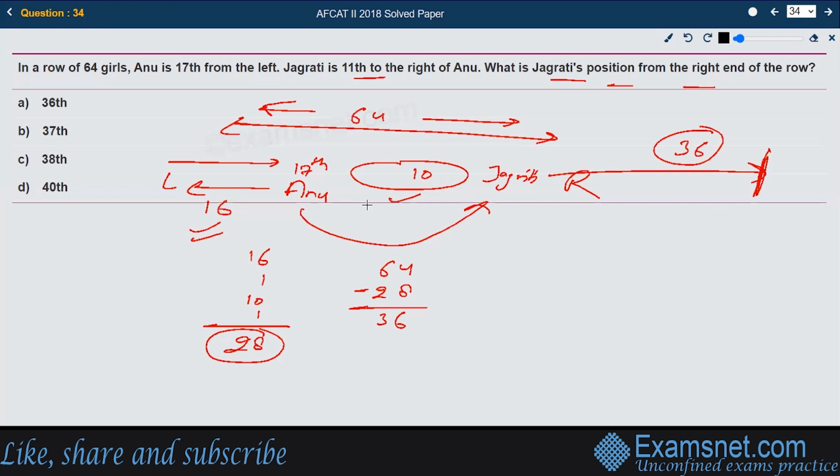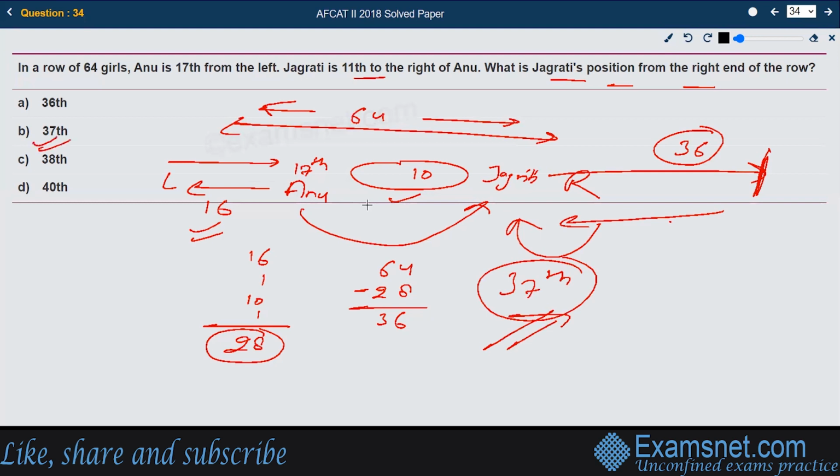So what will be the position of Jagriti from the right? If there are 36 people to the right of Jagriti, then Jagriti will obviously be at the 37th position. So that is going to be the right answer, 37th position from the right end of the row.